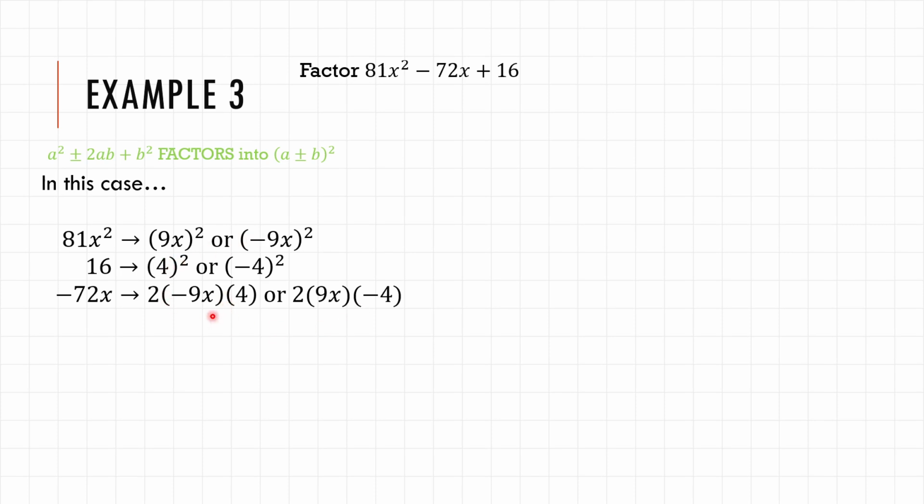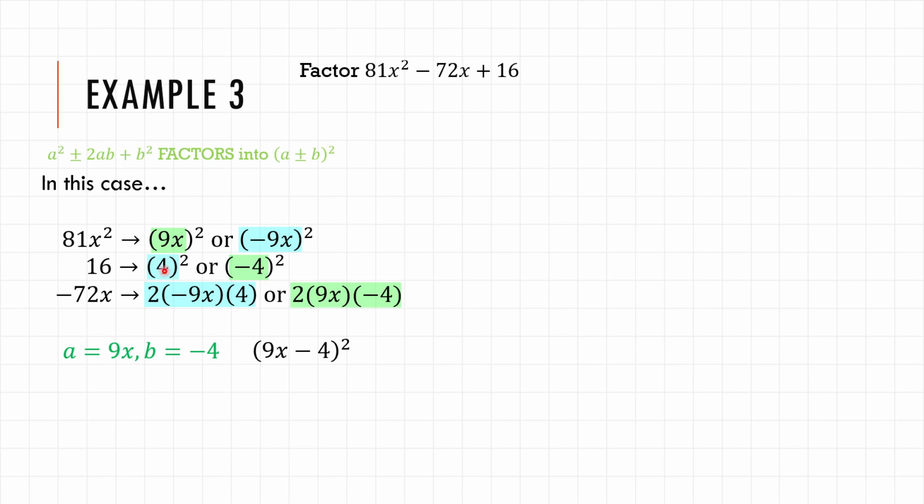Now, how do I know which of these two to pick? Technically, they are both totally acceptable and totally correct, a correct factorization. But I could pick these, or these to combine to make negative 72x. And if I were to choose, for example, these three, a would be 9x, b would be negative 4. And my factorization would be 9x minus 4 all squared.